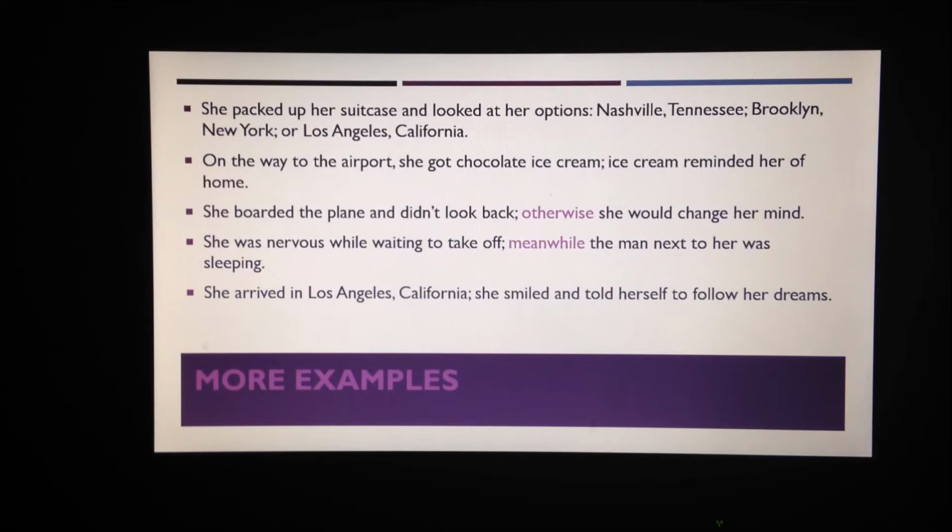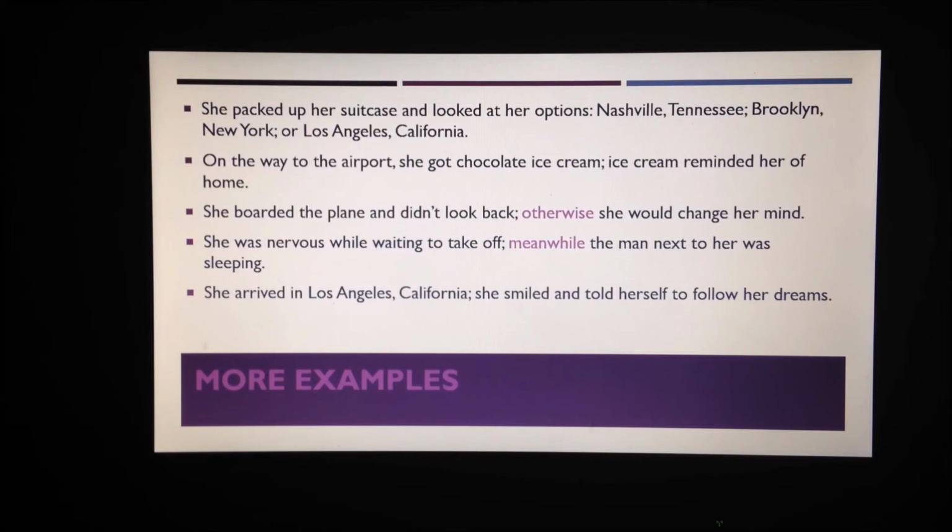The first sentence states, she packed up her suitcase and looked at her options: Nashville, Tennessee; Brooklyn, New York; or Los Angeles, California. The second sentence says, on the way to the airport, she got chocolate ice cream; ice cream reminded her of home. The third sentence says, she boarded the plane and didn't look back; otherwise, she would change her mind. So, by using otherwise, which is a conjunctive adverb, this shows the transition in between sentences.